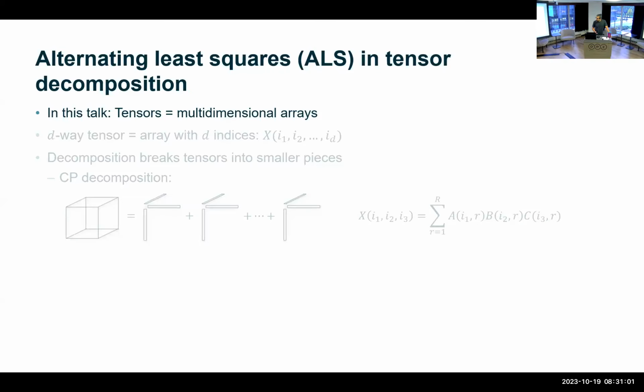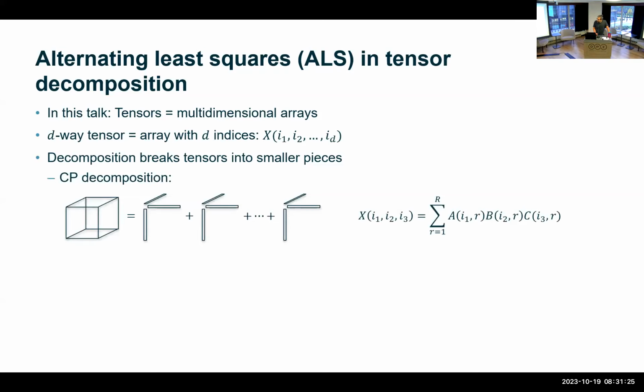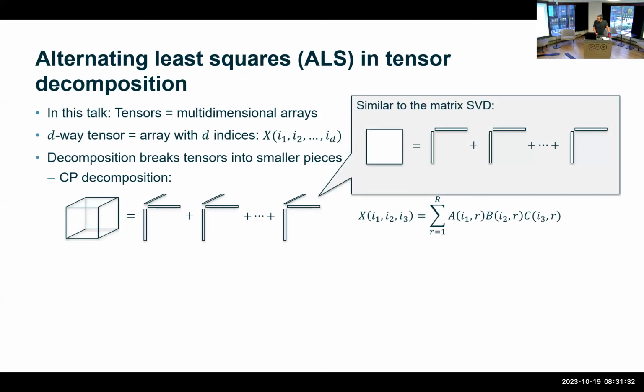So, a lot of you already know this about tensors, but I'll go through it quickly anyway. Tensors are just going to be considered as multidimensional arrays. A D-way tensor is an array with D indices. The point of decomposition for tensors is the same as it is for matrices, so we can use it for the same purposes. And here's our favorite, the CP decomposition, which writes a tensor as a sum of outer products. This is, in some sense, similar to the singular value decomposition.